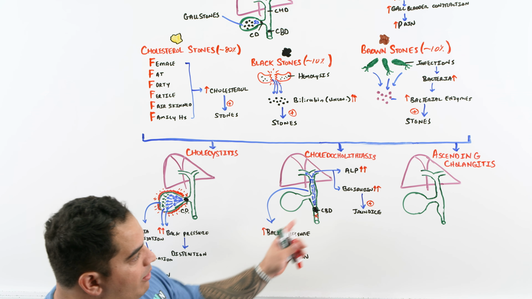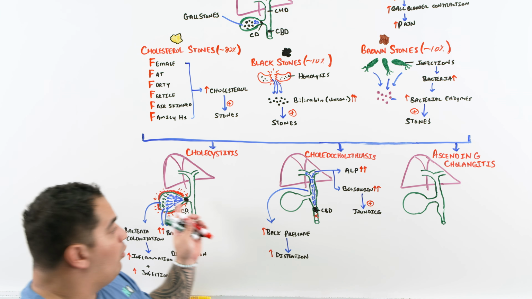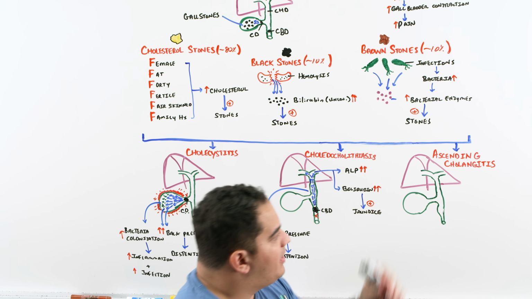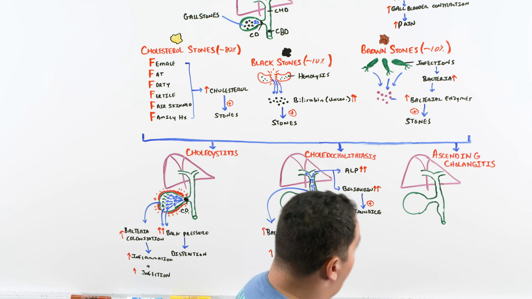So you're going to have right upper quadrant pain, jaundice, and elevated alk phos. Right upper quadrant pain, no elevated alk phos, jaundice. We come to this last one here. This is the scary one. This is the one that'll kill people.